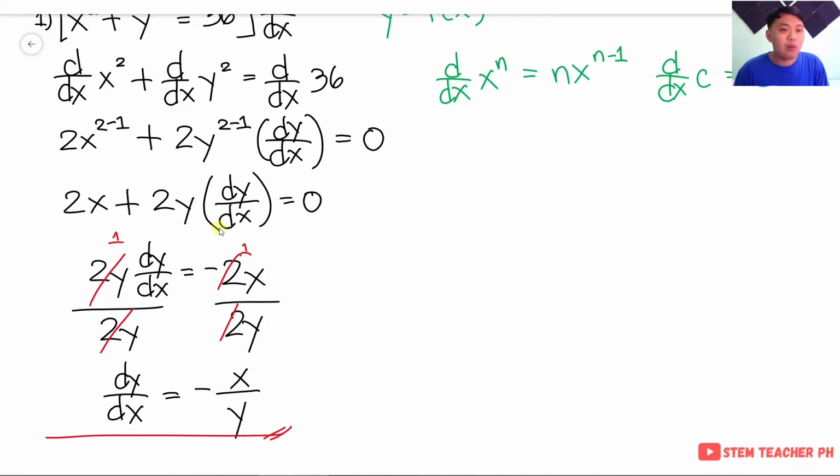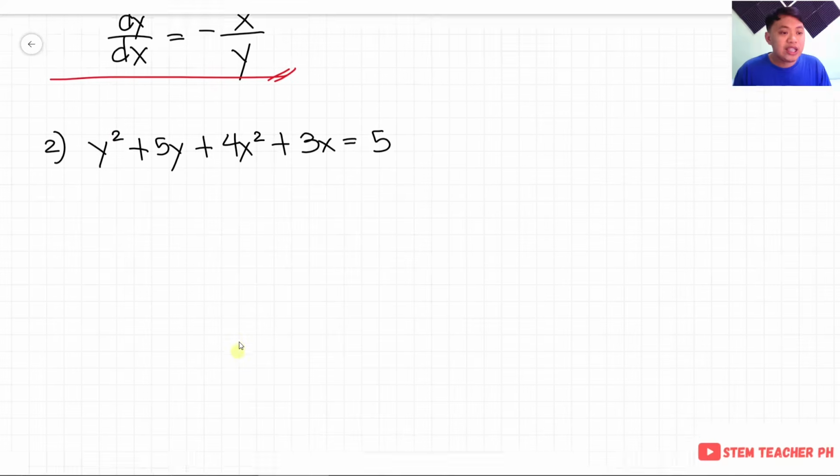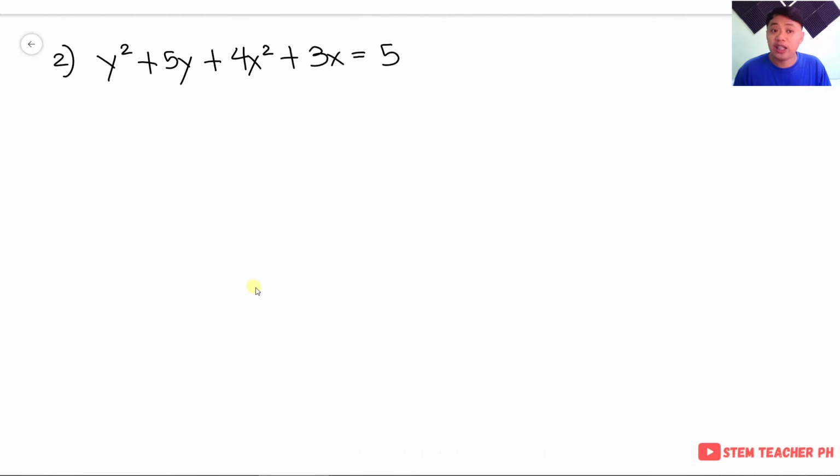Now that we are done with our first example, let us proceed with our example number 2. We have y squared plus 5y plus 4x squared plus 3x is equal to 5. We follow the same process dahil addition yung operation between them, we get their derivative separately, tapos meron tayong y na kinukuhanan ng derivative with respect to x, kaya magkakaroon tayo ng dy over dx.